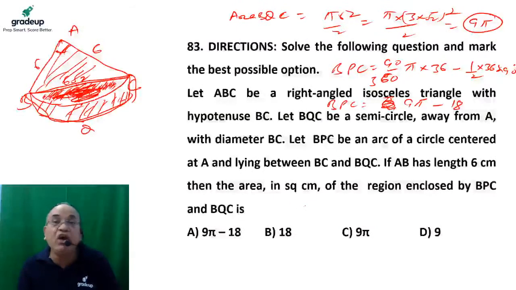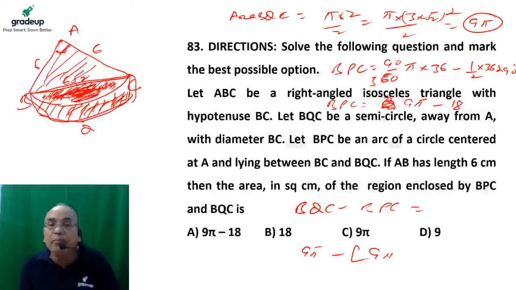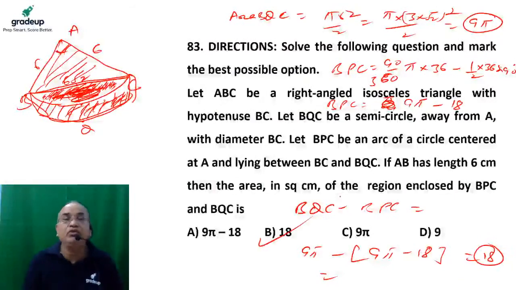If I take the area of BPC from the area of BQC, then the area of this portion which is being asked in the question will be calculated. So what is the area of BQC? It is nothing but 9 pi. What is the area of BPC? 9 pi minus 18. Yes or no? So the area of this portion will be 18 again. So the correct answer would be B. Very, very easy question, not a difficult one.